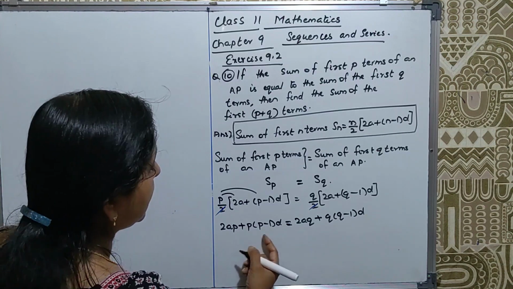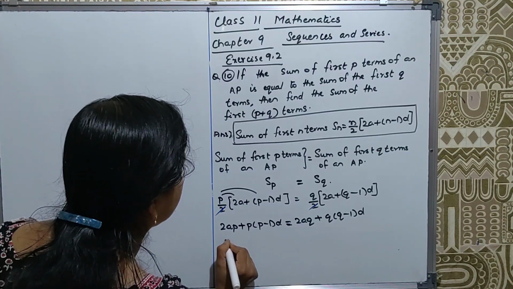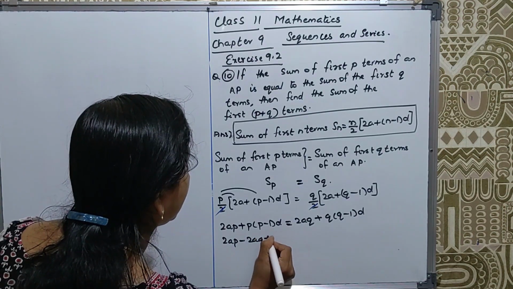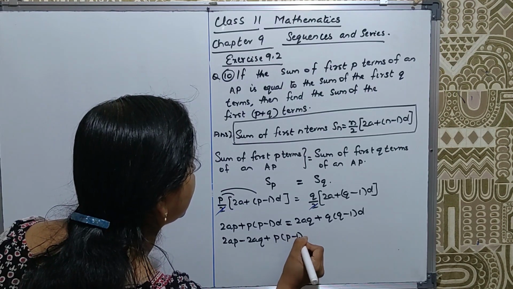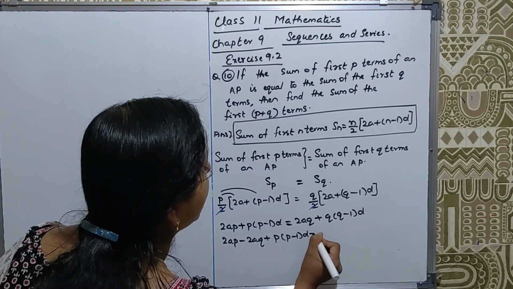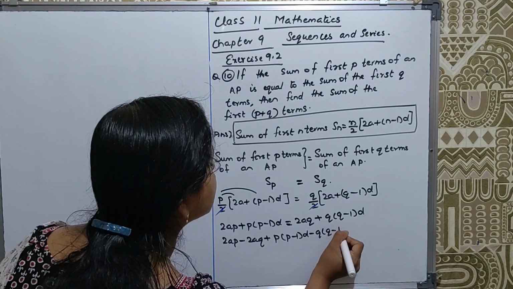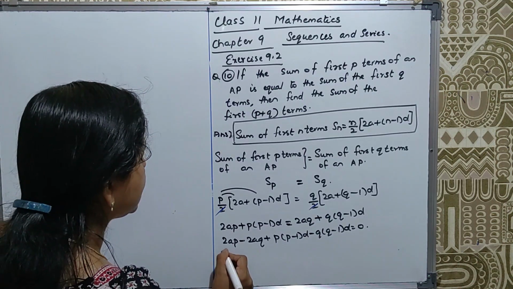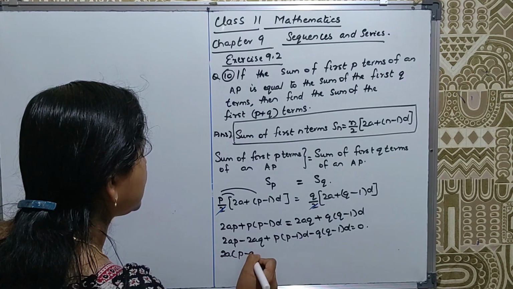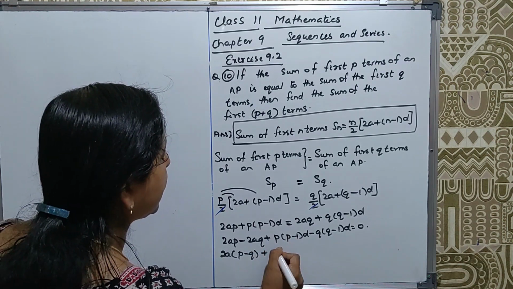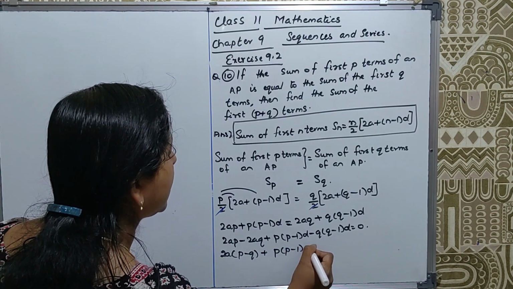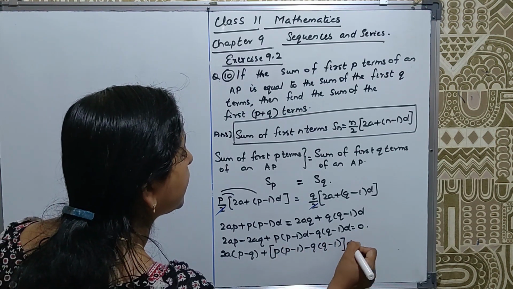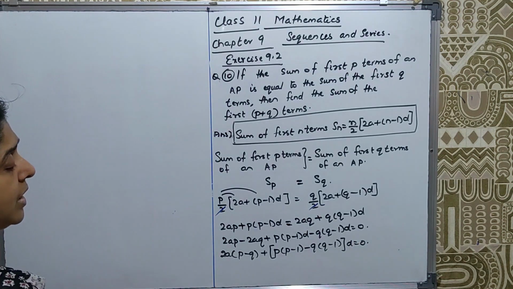Now we'll collect all the terms to one side. That is 2ap minus 2aq plus p into p minus 1 into d, then minus q into q minus 1 into d equal to 0. Now 2a you will take common outside. 2a into p minus q plus d will take outside, p into p minus 1 minus q into q minus 1, full thing into d is equal to 0.